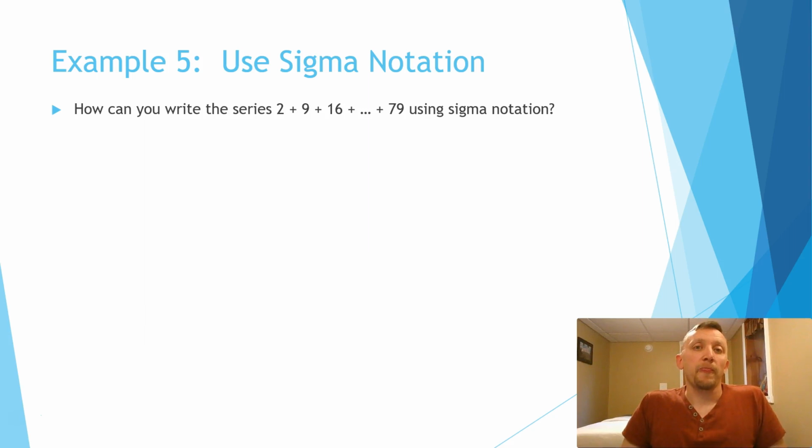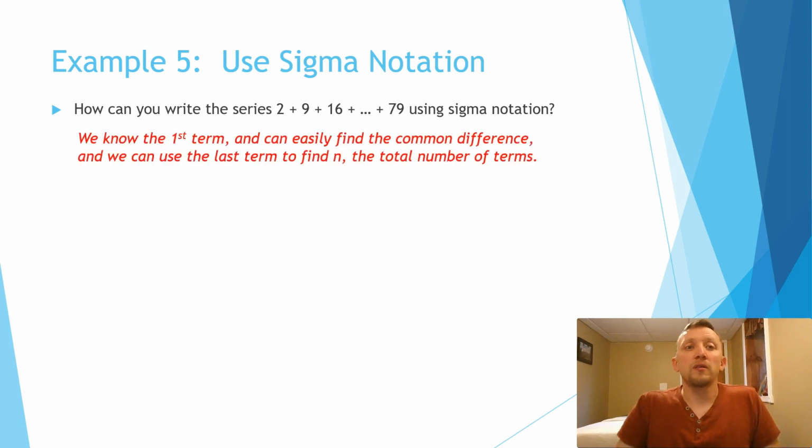Let's look at this one. It says, how can we write this series 2, 9, 16, all the way up to 79 using sigma notation? We know the first term, and we can easily find the common difference, because from 2 to 9 is 7, from 9 to 16 is also 7. And we can use the last term to find n. We need to figure out how many terms there are in the sequence, so we're going to use the last term to figure that out.